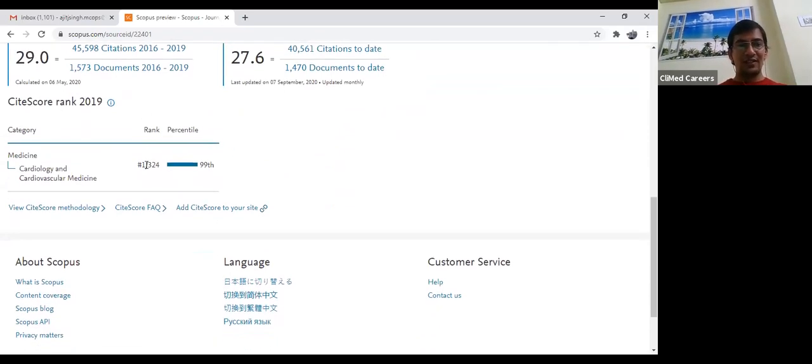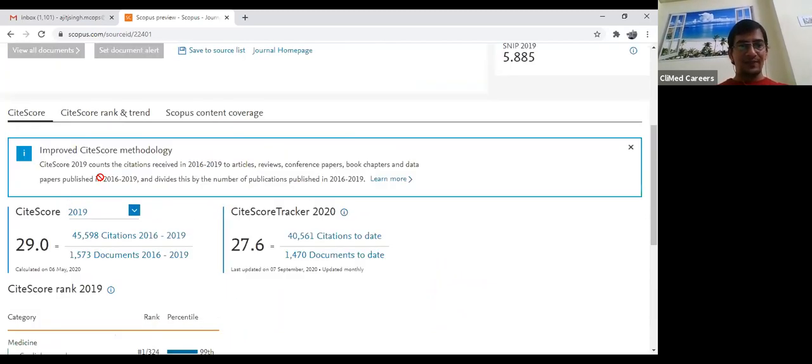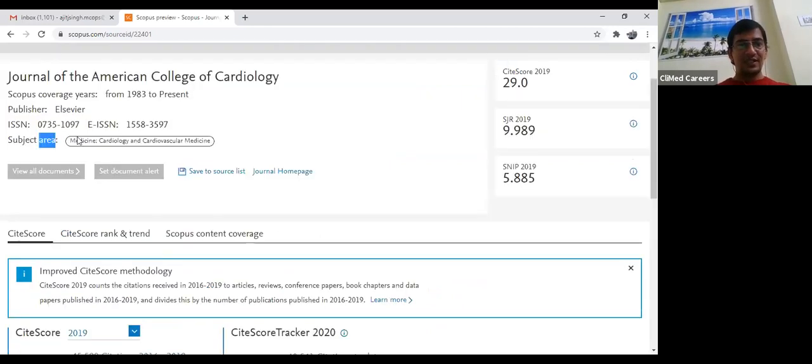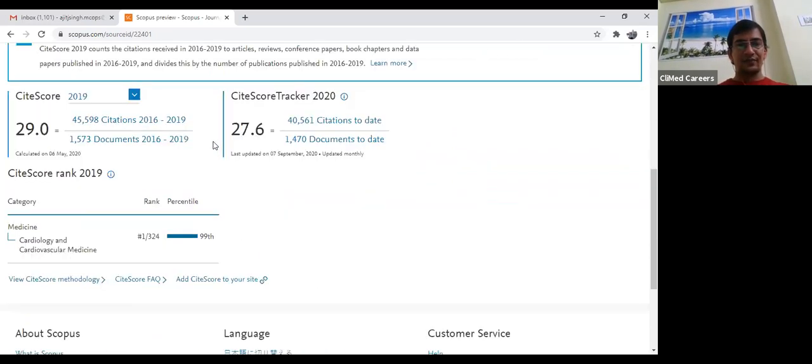So rank, you can see rank here. You can follow my cursor. It is under medicine, and you can see the subject area here. Subject area is cardiology and cardiovascular medicine. They just publish cardiology and cardiovascular medicine related articles.